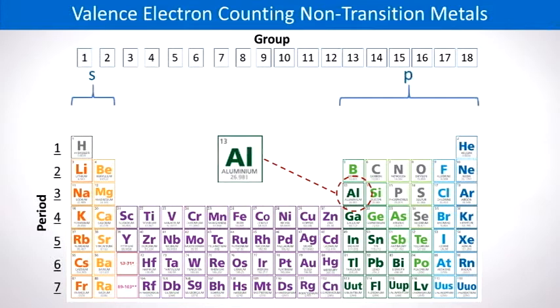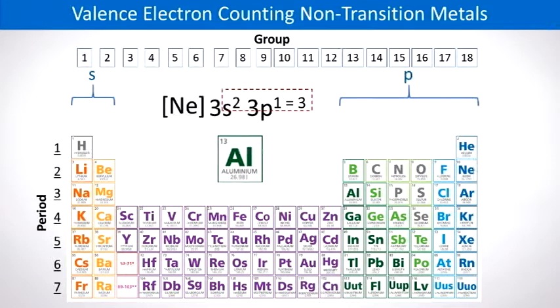Let's take another example. Aluminum, located in group 13. Aluminum has 13 electrons. Its electronic configuration is shown here, where the valence electrons would be located in 3s2 and 3p1 for a total of 3 electrons. We can obtain the same answer by simply counting from left to right 1, 2, and 3 electrons for 3 valence electrons in aluminum, or for that matter, any element located in group 13.